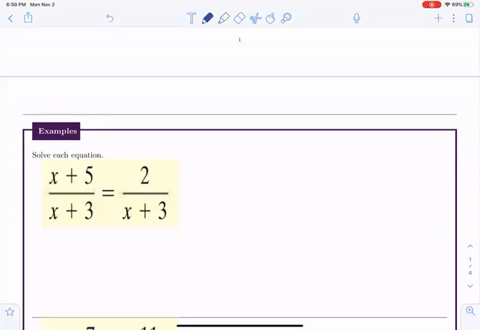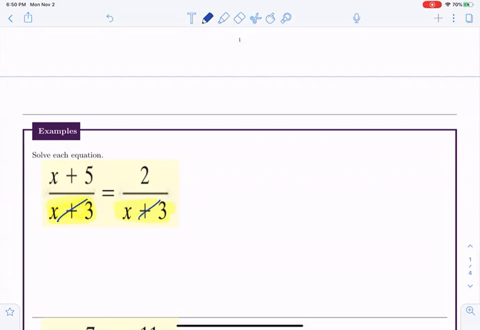So this rational equation looks complicated, but anytime we simply have one expression equals to another, first step to do is try and cancel out common terms. If you look at the problem, we have x plus 3 in common on both sides. So I can just get rid of them.